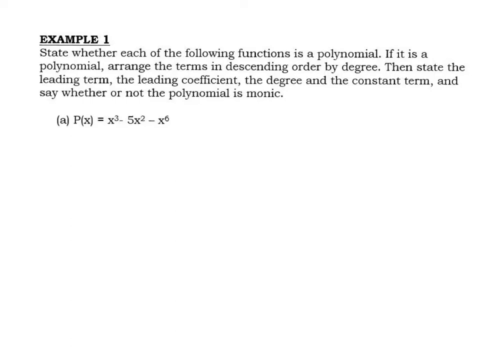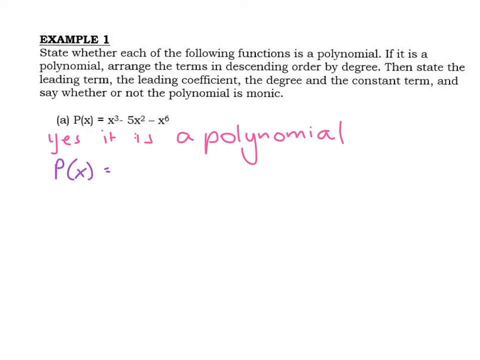Okay, so the first thing we need to decide is, is it a polynomial? And we would say yes, it is a polynomial, and we would say that because all of the powers are positive whole numbers. The next thing we need to do is write it in descending order by degree. So p of x is going to equal minus x to the power of 6 plus x to the power of 3 minus 5x squared.